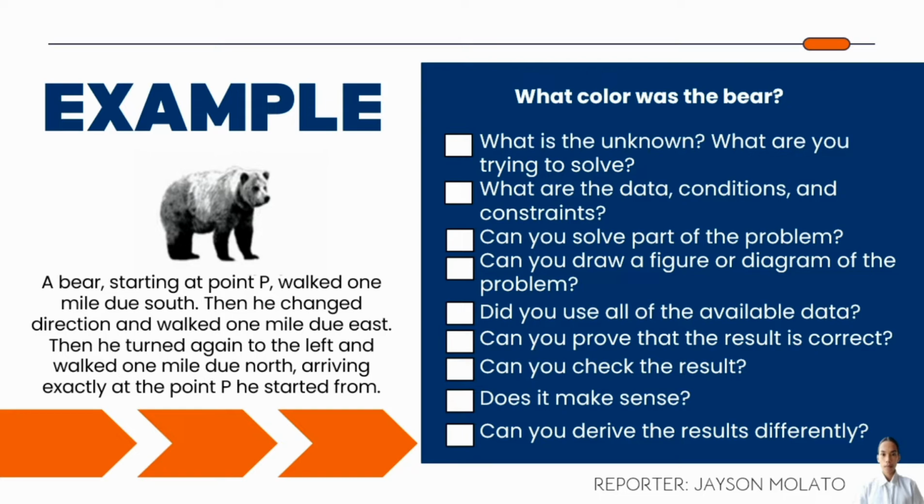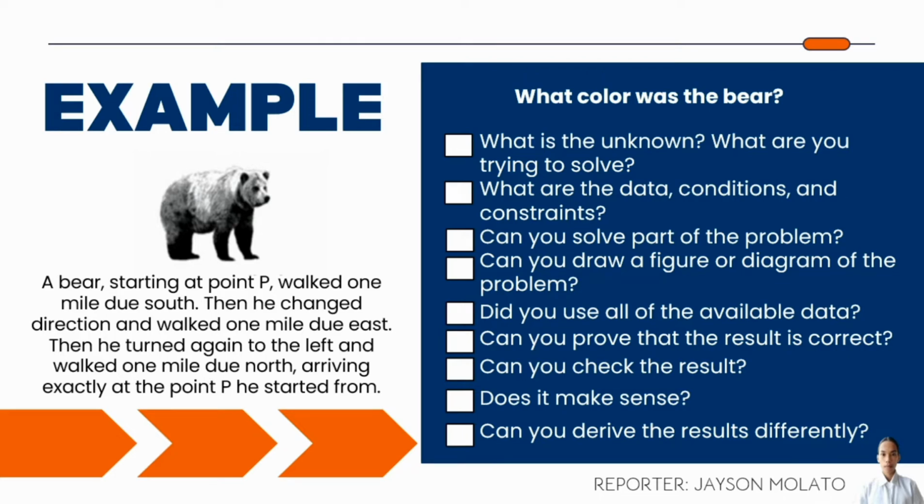The question I have for all of you is, what color was the bear? If we wanted to figure this out, we will use the problem solving checklist, and that checklist covered the 4 steps of what I have said earlier. Thus, we have to answer the following questions. The first one is, what is the unknown? What are you trying to solve? The unknown is the color of the bear. That's what we are trying to solve.